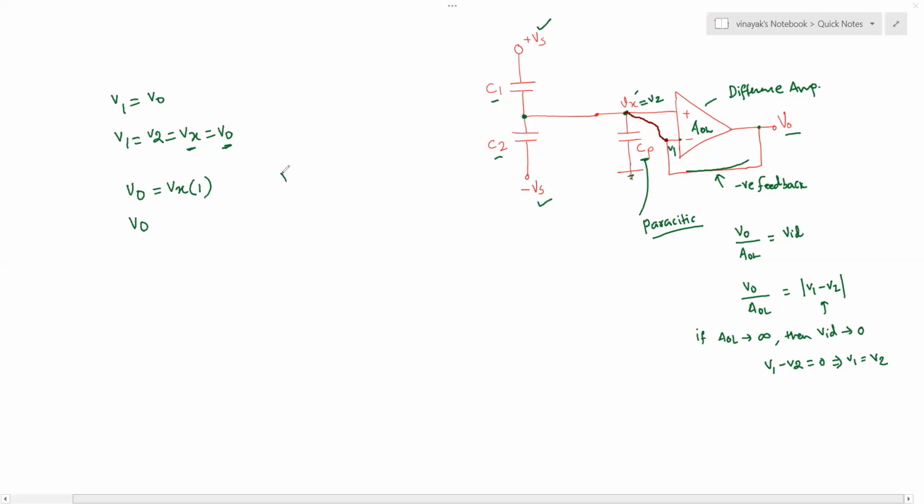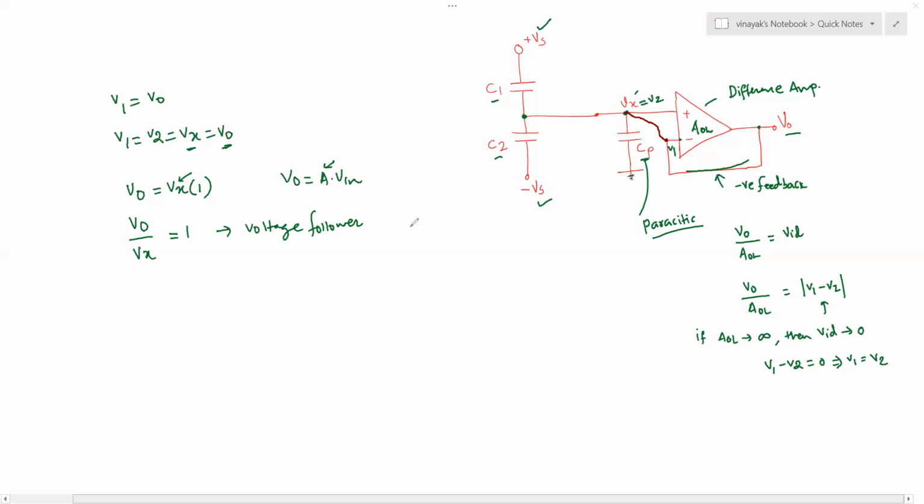The output of the amplifier is gain times the input, and the input is Vx, so the gain here is 1. And this kind of circuit, because VO divided by Vx is 1, is called a voltage follower.